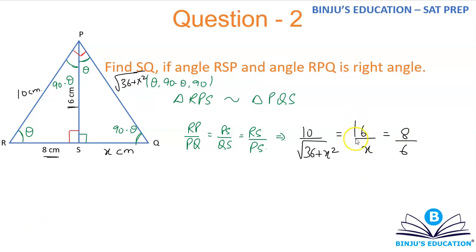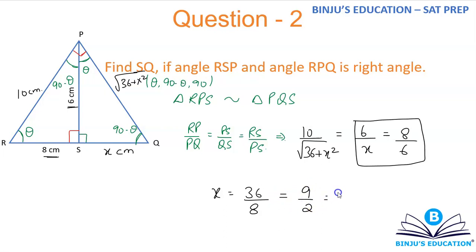So if I'm going to equate these two, I'm going to get X is equal to 36 divided by 8. So I'm going to divide both of them by 4. So 9 by 2, or that is equal to 4.5. Once I have the value of X, I can also calculate the value of PQ also. So this is another type of question.